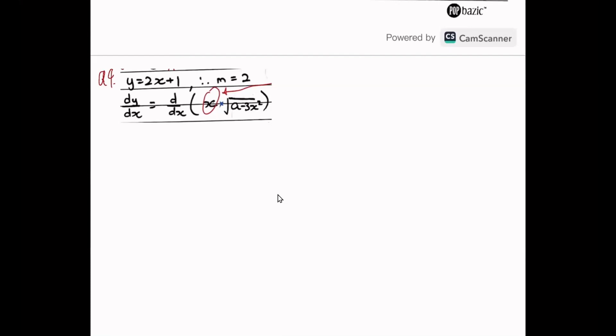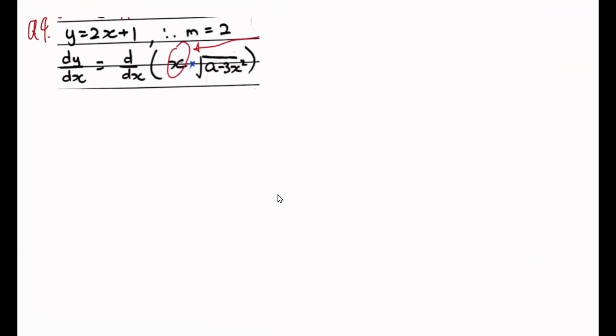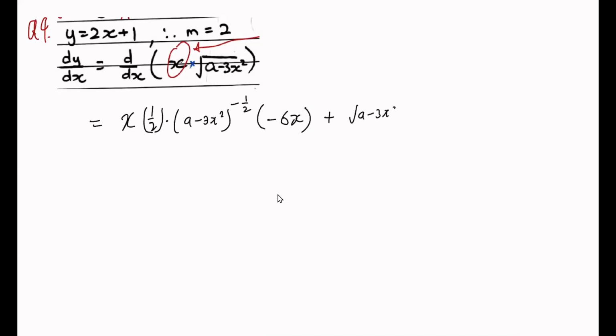Question 4. Yeah, so this is x times half times a minus 3x squared to the power of negative half, then multiply by negative 3 times 2 is 6, so 6x. Okay, square 2 minus 1 is just power 1, so x power 1, don't need to write the 1. Plus, take the other guy and differentiate x, you get 1. Okay, clean up. Now, what do you factor out?